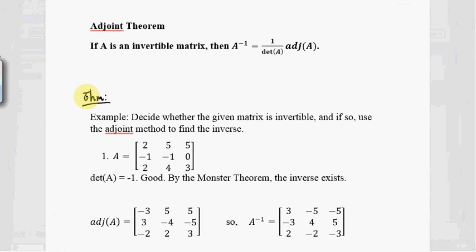This theorem says that if the determinant of a square matrix is not equal to 0, then the matrix is invertible. As a matter of fact, it's if and only if, and let me state that.